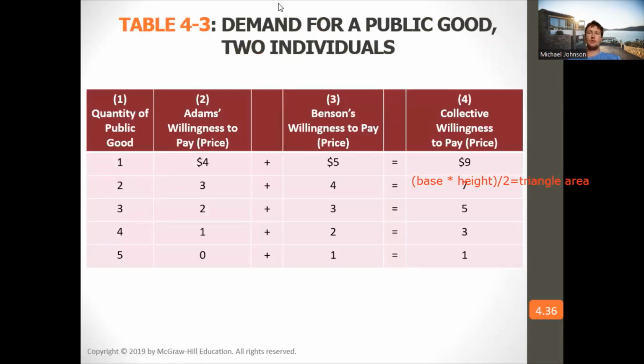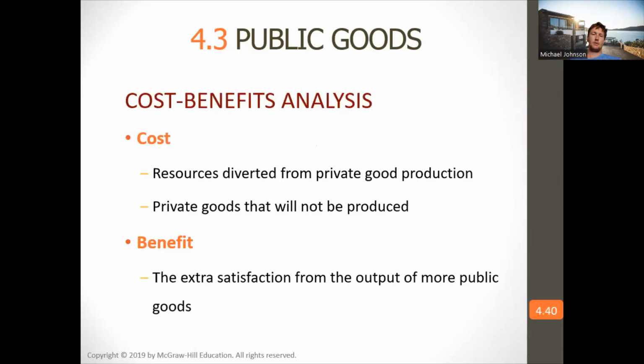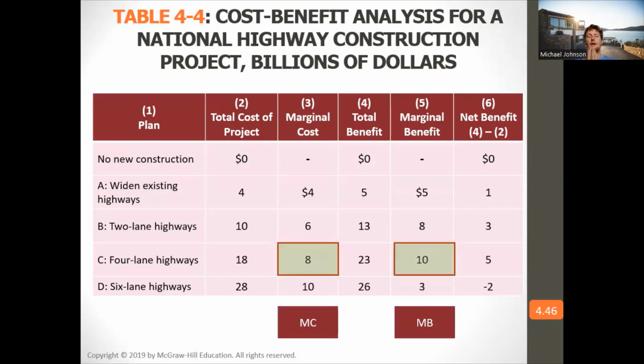So to calculate collective willingness to pay, you have to add the willingness to pay for each person together. Net benefit is total benefit minus total cost. And then you want to have marginal benefit equal marginal cost, and that'll lead to efficiency.